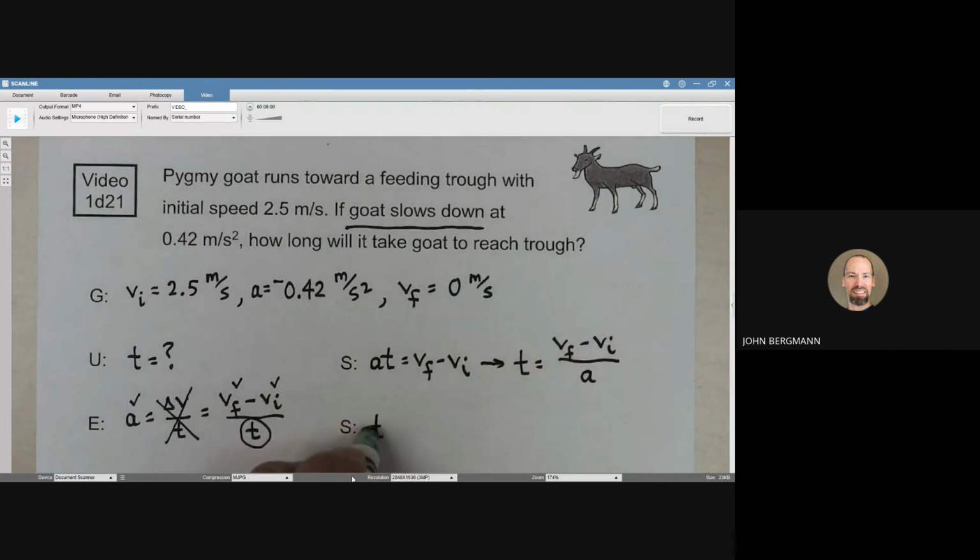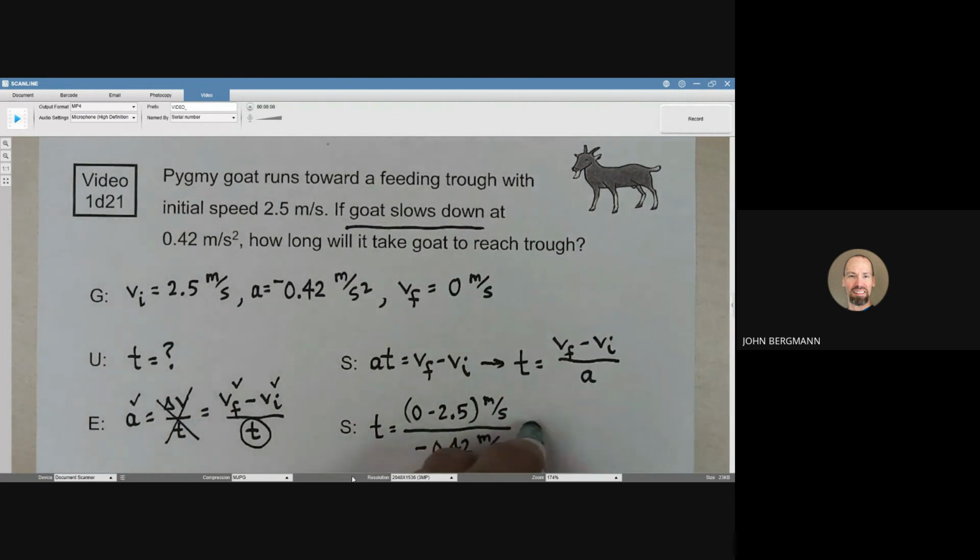Lastly, we substitute the numbers in. V final is 0, V initial is 2.5. Both of those quantities have the unit meters per second. The acceleration is negative 0.42 meters per second squared. You can see that the numerator and the denominator are both negative, which is really good because that gives us a positive time of 6.0 seconds to two significant figures, and time can never be negative.